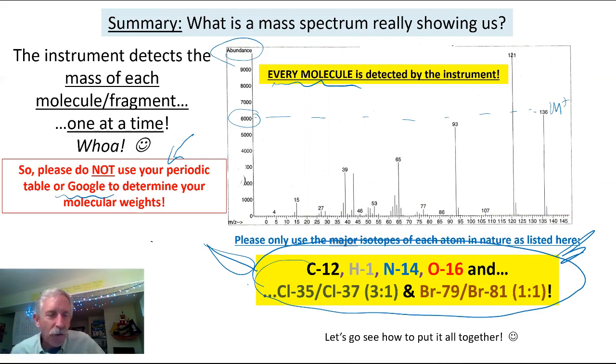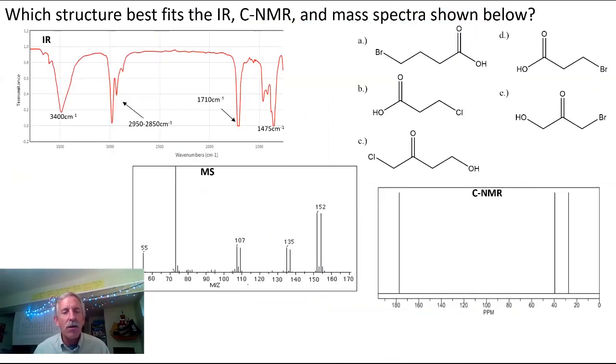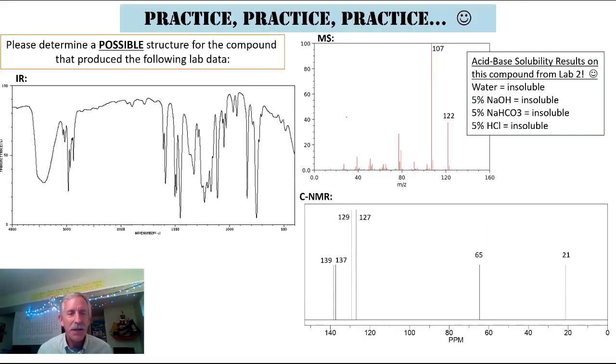So let's go put it all together. You've had several classes now on IR, carbon NMR, mass spec. How do we put all this together? So this would be a similar problem that could happen to you. You could be given 3 pieces of data and asked which one of these above best fits all the data that you see below. So please try this for class. Please come to class with an actual answer that you can actually try to justify to your study group members. Okay? Let's play some more.